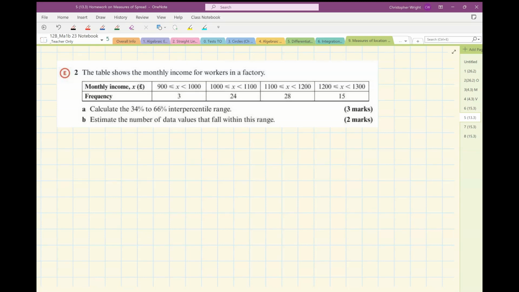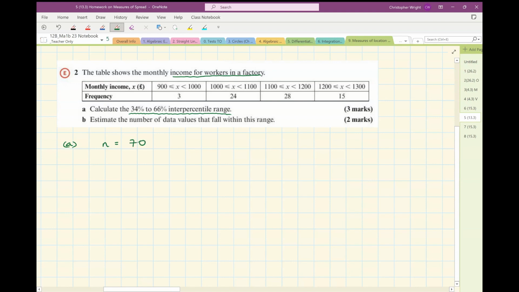Right, question 2. We've got the monthly income for workers in a factory here. Okay, I've got to calculate the 34 to 66% interpercentile range. Let's first of all establish how many workers we are dealing with here. So if I add up those frequencies, I see that n is 70.